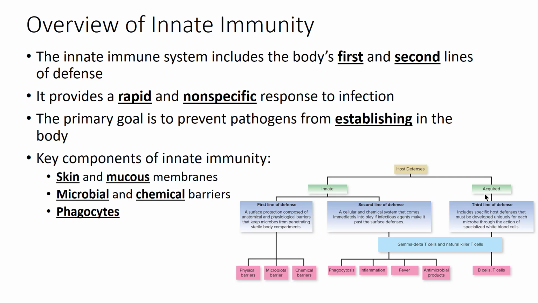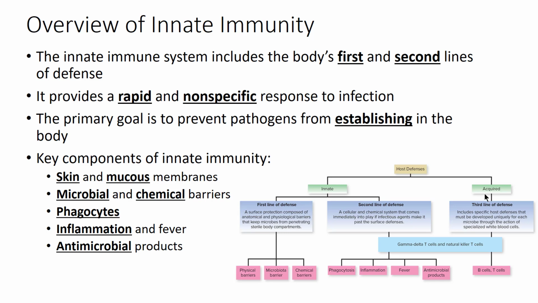Then we get into a very key part of the second line of defense, which are phagocytes. These are cells that eat other cells. Then we get into inflammation, which can lead to fever in extreme cases. And then we have another line that consists broadly of antimicrobial products. So we'll talk about two of the most well-known of those antimicrobial products. So all of that together summarizes in a broad sense all of the different aspects of innate immunity.